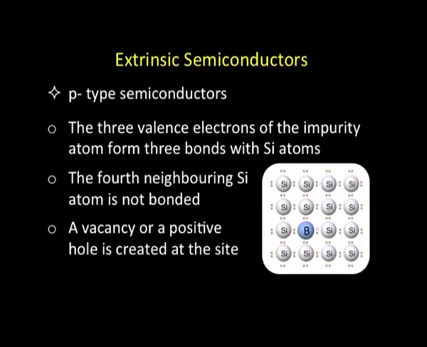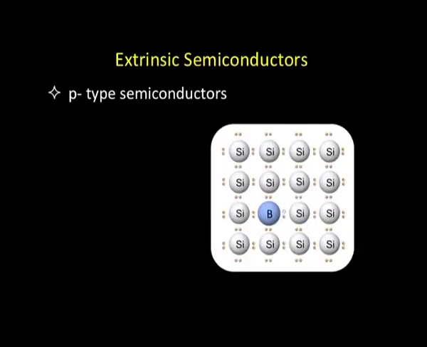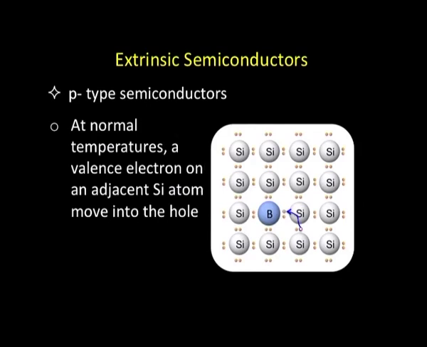Silicon atom is there, and if I look at this material at absolute 0, this positive hole will be located at the boron atom itself. But when we bring it to room temperature, this hole can actually move, and at normal temperatures this valence electron on the adjacent silicon atom moves into the hole there. That is, there is a movement of an electron from silicon to this void, or the hole, over here, and we create a new hole over here.